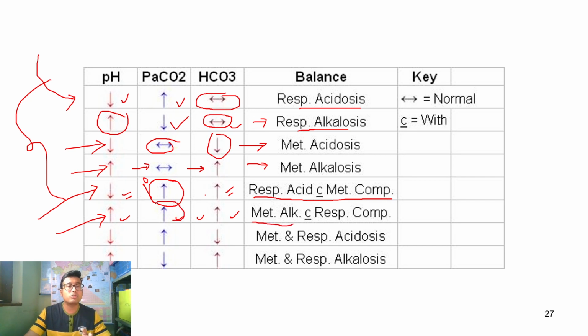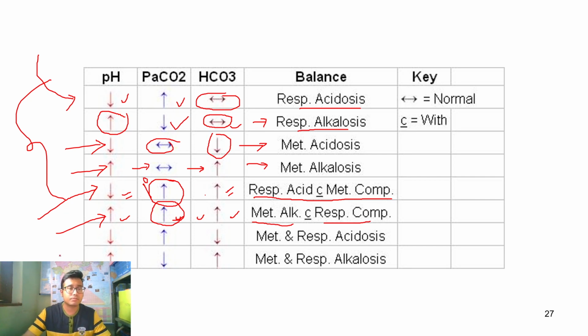And what is the lung doing? The lung is actually trying to compensate by increasing acid so that it can compensate for the alkalosis. So it is respiratory compensation. Clear? Now there will be a few problems which will try to confuse you.